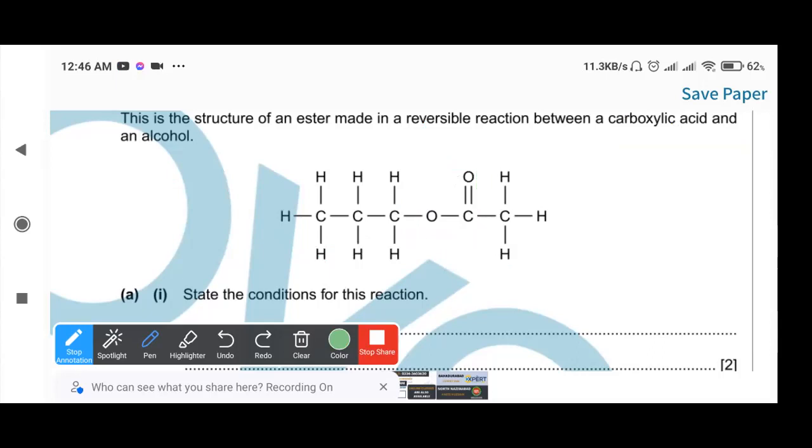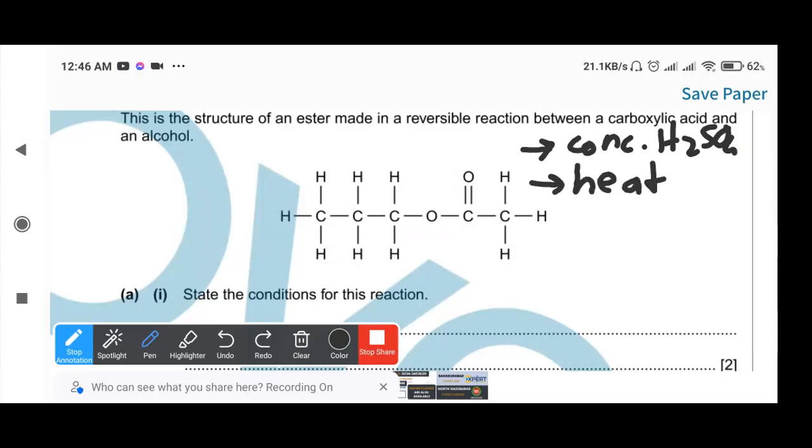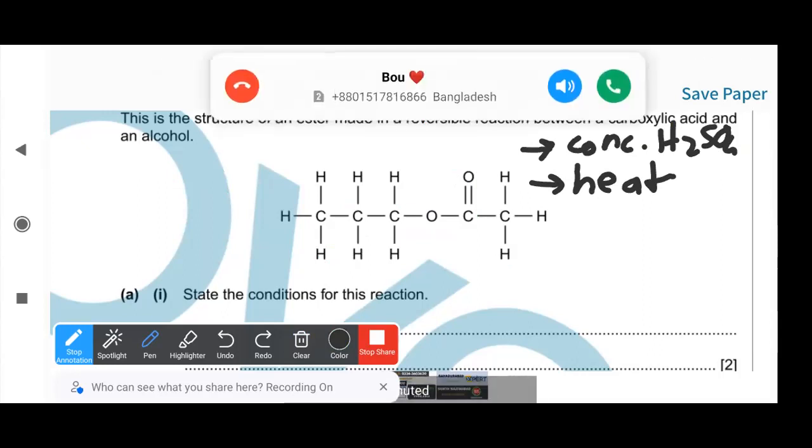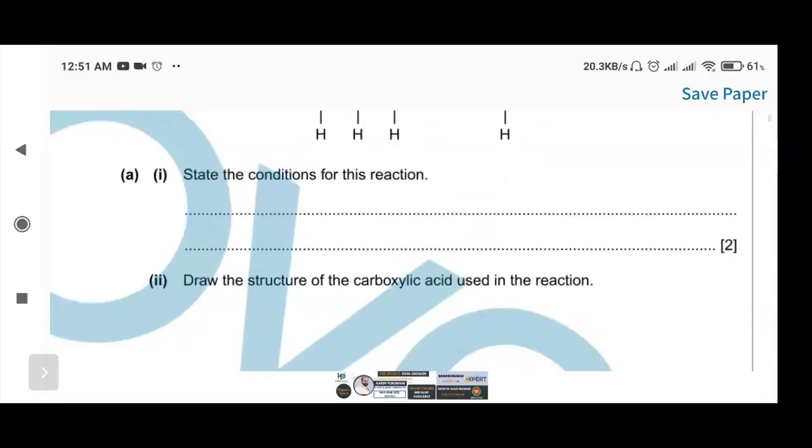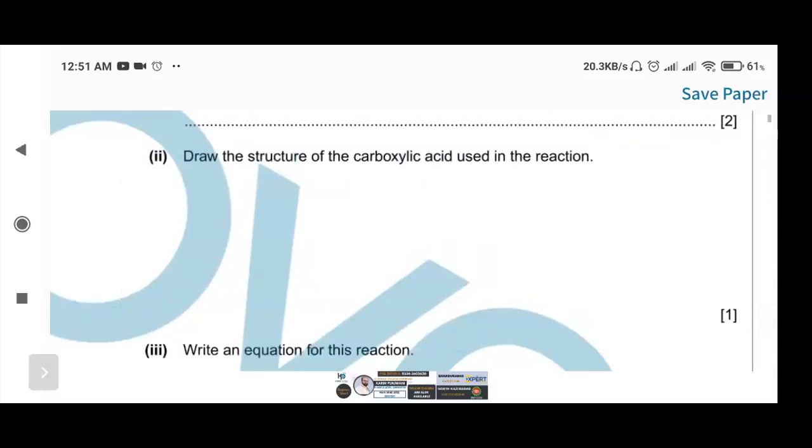Now the condition for this reaction is we have to carry out the reaction in the presence of concentrated acids like concentrated sulfuric acid, and we also have to give some heat, because in most organic reactions, covalent bonds are being broken down. So that was the condition for esterification.